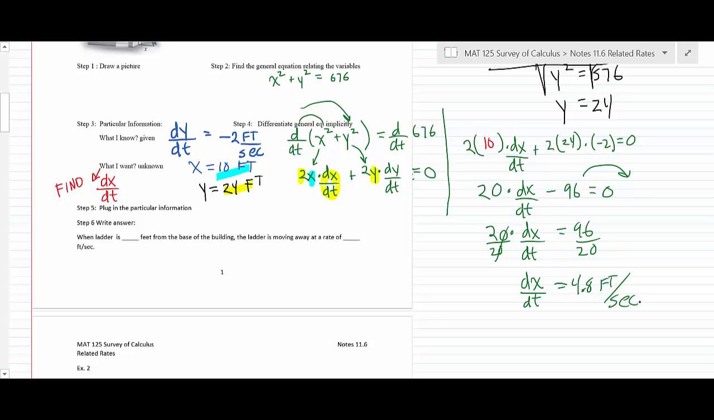When you do this, of course, it's also important to write the answer the correct way and try to reason through the problem. So what this says, how far did they say the ladder was from the base of the building?